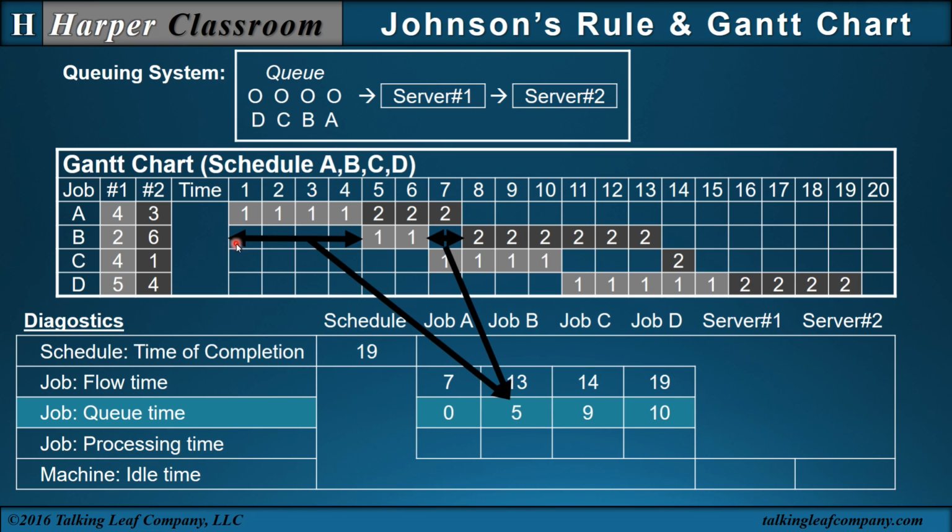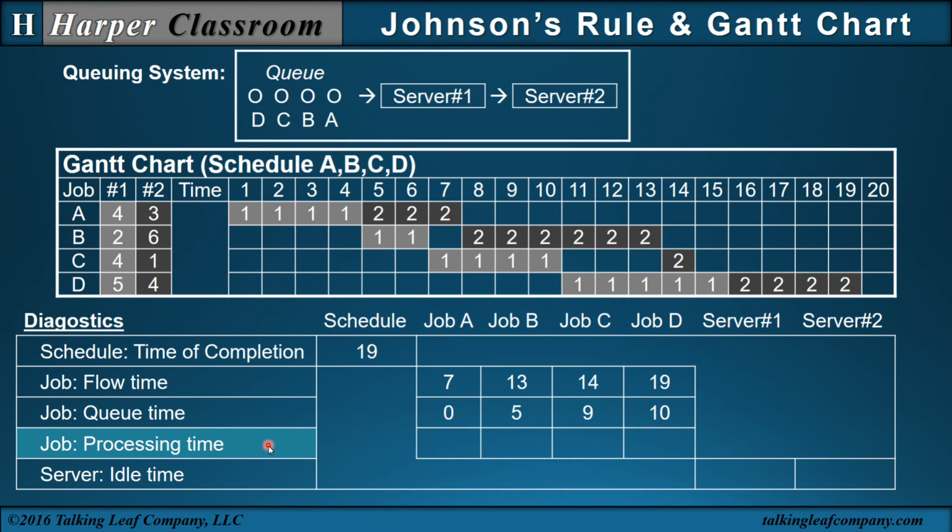For job B here, it waits 4 days in a queue in front of the first server, 1 day in a queue in front of the second server, so the total queue time then is 5. For job C, it waits 6 days in front of the first server and 3 days in front of the second server. So the total queue time then is 9. And for job D, it waits a total of 10 days in front of the first server. But in front of the second server, there's 0 queue time. So the total queue time is 10.